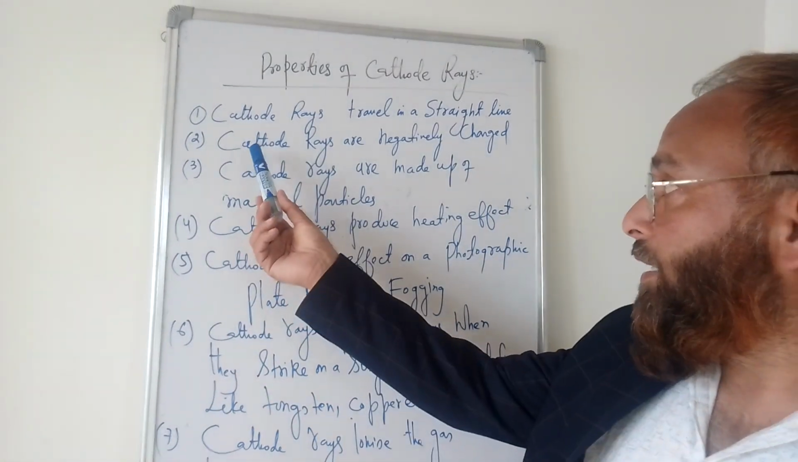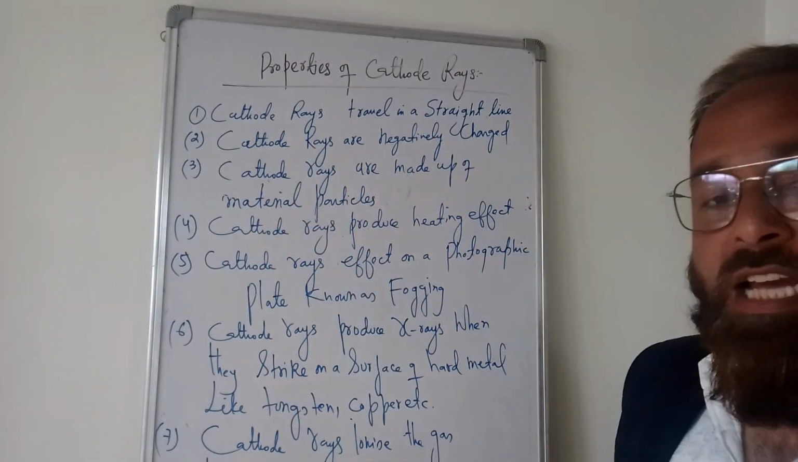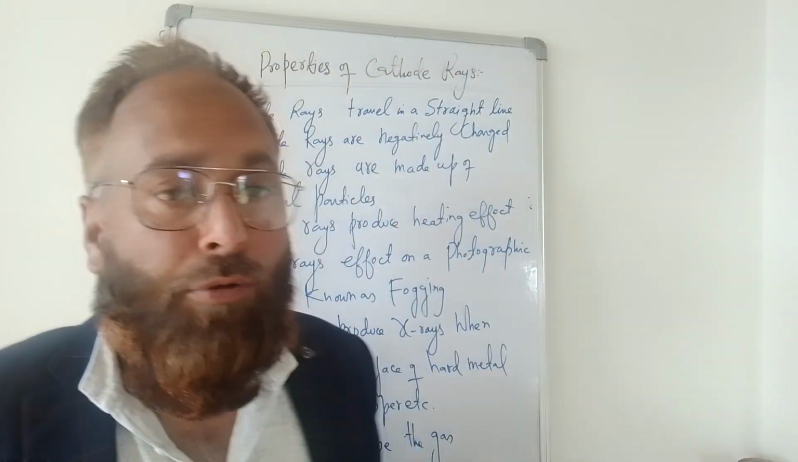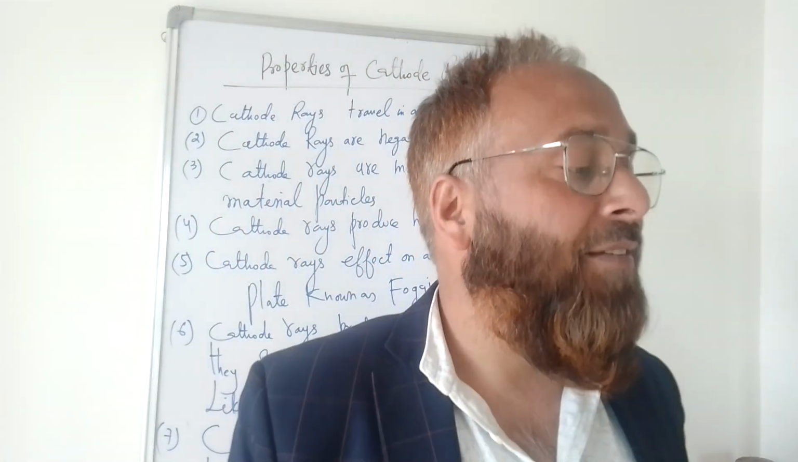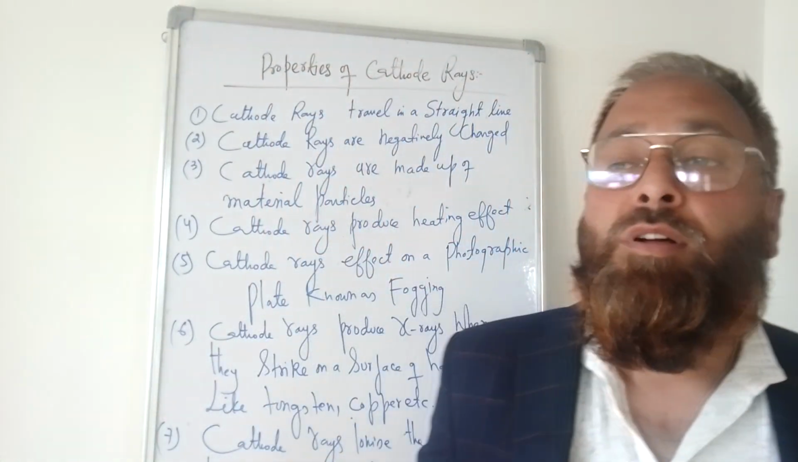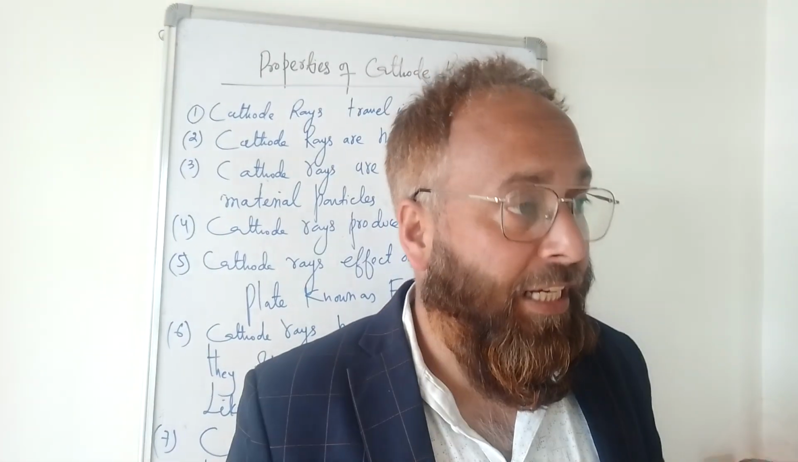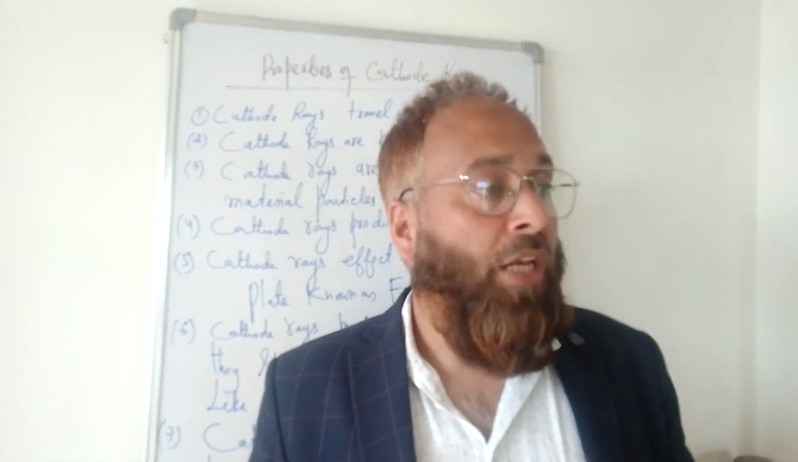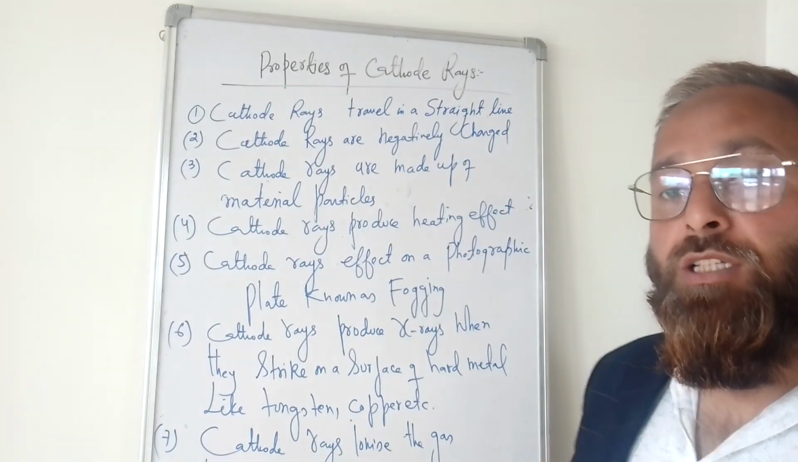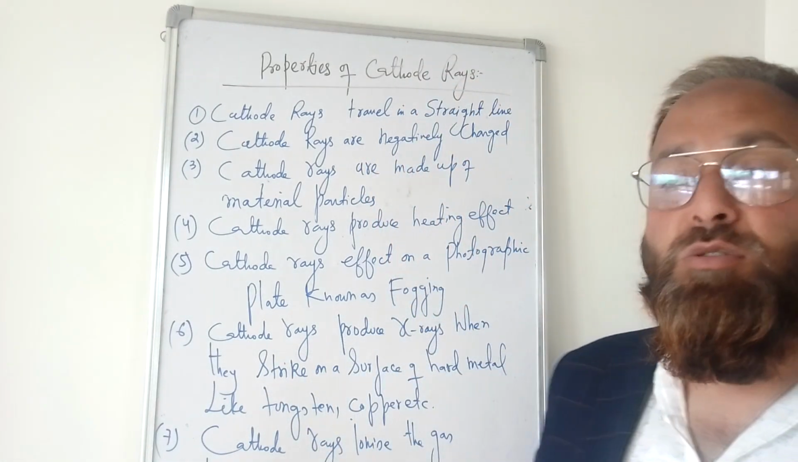Now the second property: cathode rays are negatively charged. As you know, in the last video that I uploaded on my channel, on the discovery of the electron, I explained how the discovery takes place, and there I showed one paddle wheel kept in the discharge tube experiment. The paddle wheel shows rotation, and that rotation happens because of the electrons, because of the cathode rays.